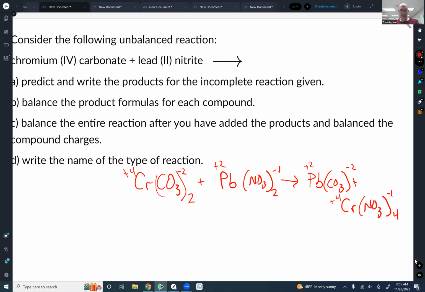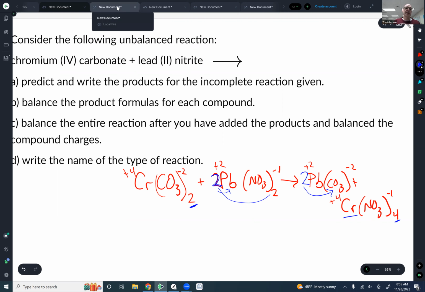So this is not balanced. So I'm going to have to put a 2 in front of the nitrate because I need 4 of the nitrates. Well, that means now I have 2 of the lead, so I got to put a 2 there, but that's okay because it also needed 2 of the carbonates to balance out right here. I only have 1 of the chromiums. So everything is balanced. That's the end of this one as a double replacement.